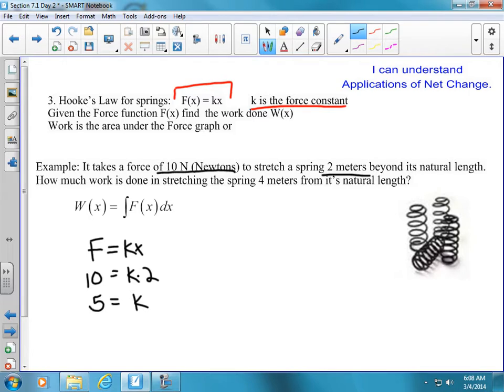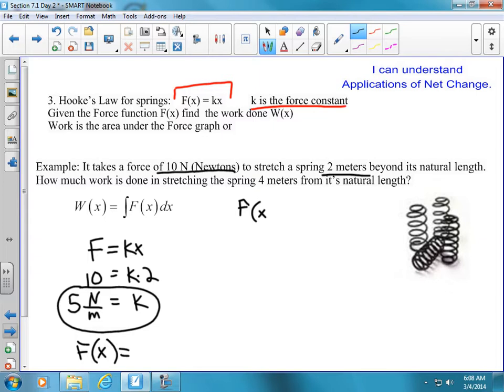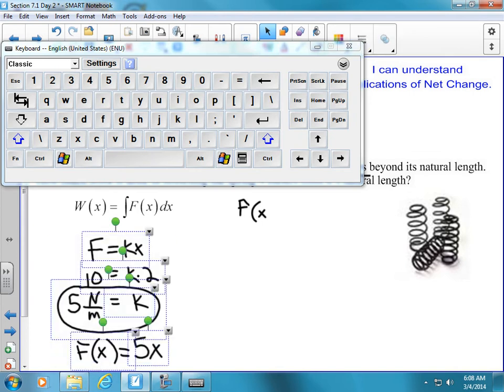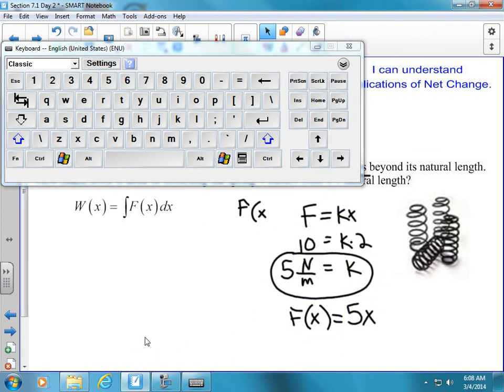I believe they measure this in what are called newtons per meter, I guess. I used to know physics, but no more. So our function, f(x), is going to be equal to k, which is 5, times x. That's our general function for this spring, based on that one little pull down that we had.